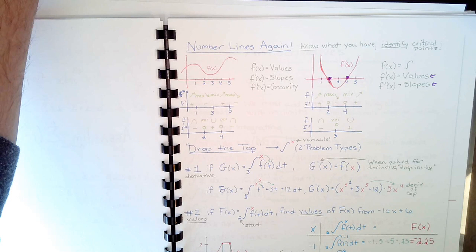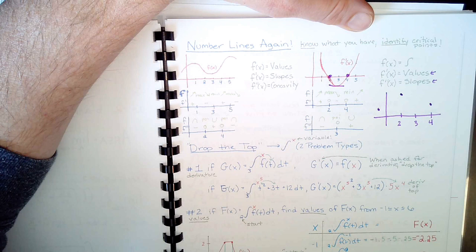It's very easy to identify these drop the top problems because you will always be taking the derivative of an integral or the integral of a derivative. One way or the other, it's going to be a drop the top problem because there'll be a variable up on top. The only time something like that has a variable on top and it's not a drop the top is when it's literally just about finding area under the curve.